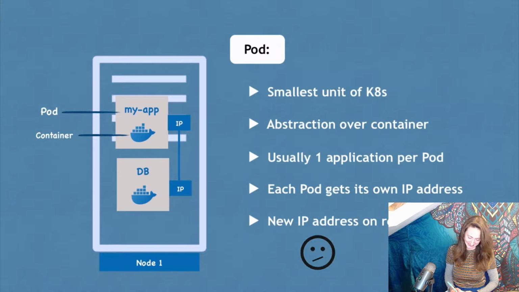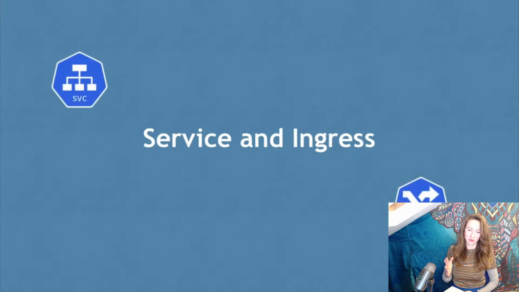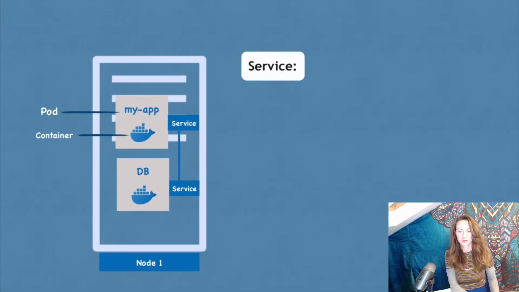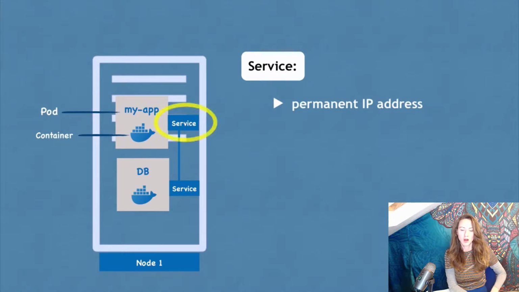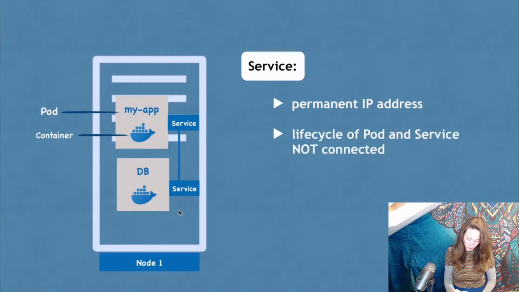And because of that, another component of Kubernetes called service is used. A service is basically a static or permanent IP address that can be attached, so to say, to each pod. So my app will have its own service and the database pod will have its own service. And the good thing here is that the life cycles of the service and the pod are not connected. So even if the pod dies, the service and its IP address will stay. So you don't have to change that endpoint anymore.